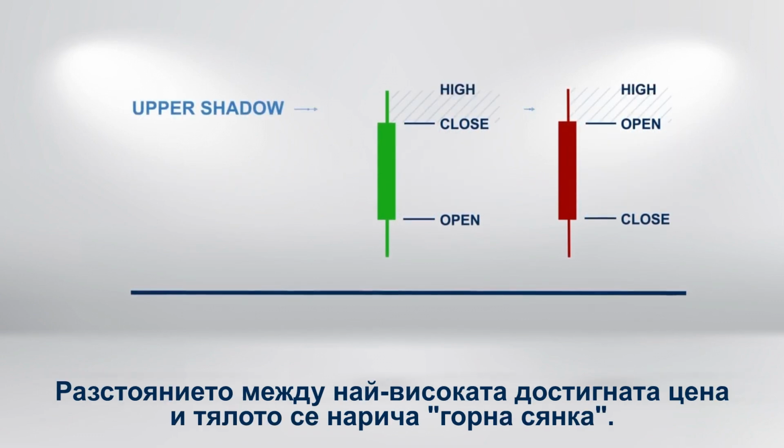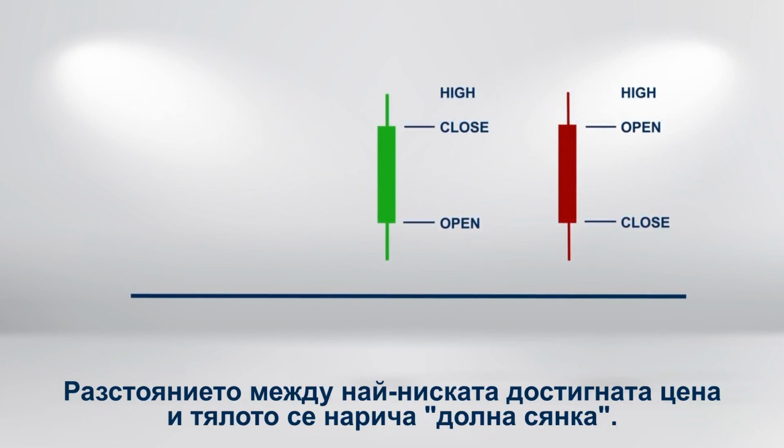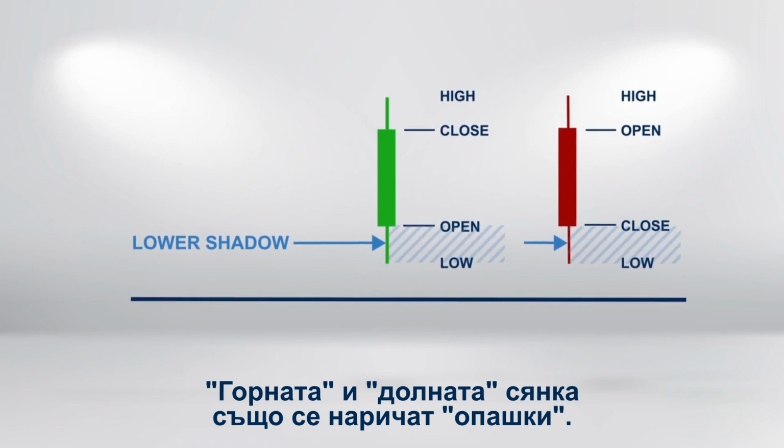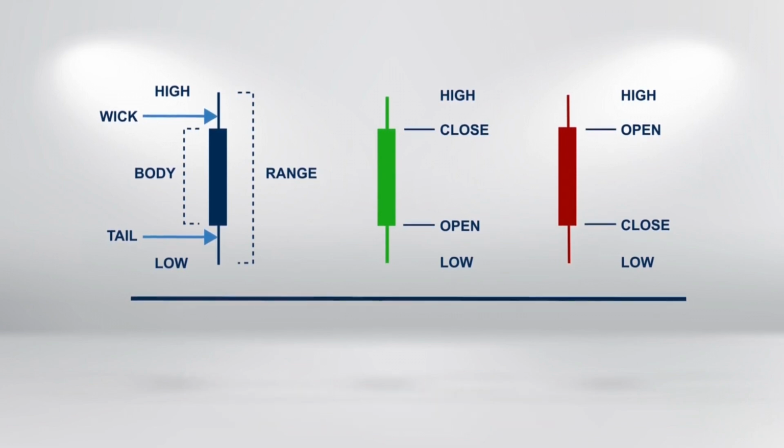The distance between the highest price reached and the body is called the upper shadow. The distance between the lower price and the body is called the lower shadow. The upper and lower shadows are also sometimes referred to as the wick and the tail, respectively.